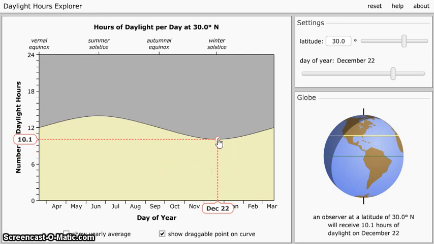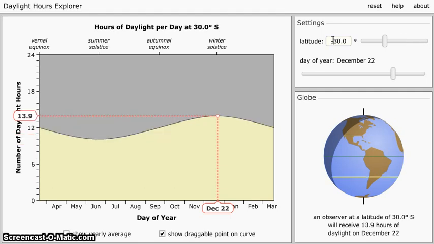All right, then we're going to switch to 30 degrees south. On this simulation, 30 degrees south is just represented by a negative. And watch what it does to the graph. It just simply flips it.